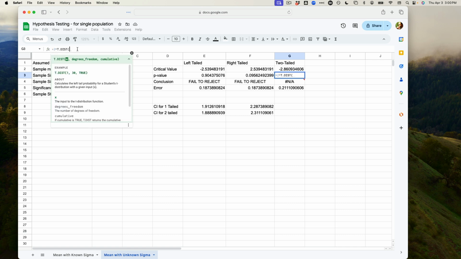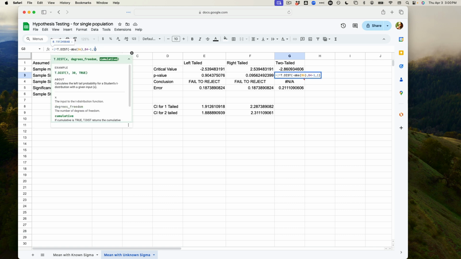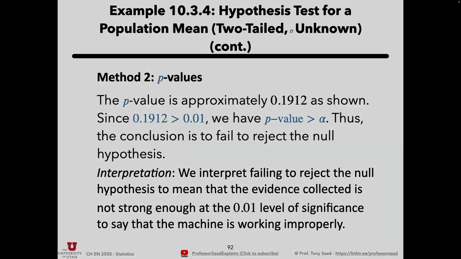Degrees of cumulative. It was missing an argument. Okay, so that's why. It was cumulative. Yes, 1. So that gave us 0.19, which is exactly what I have on my slides.